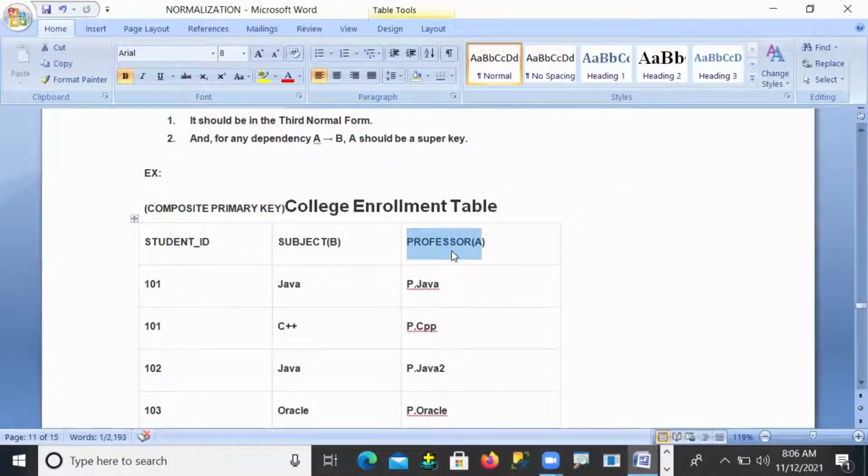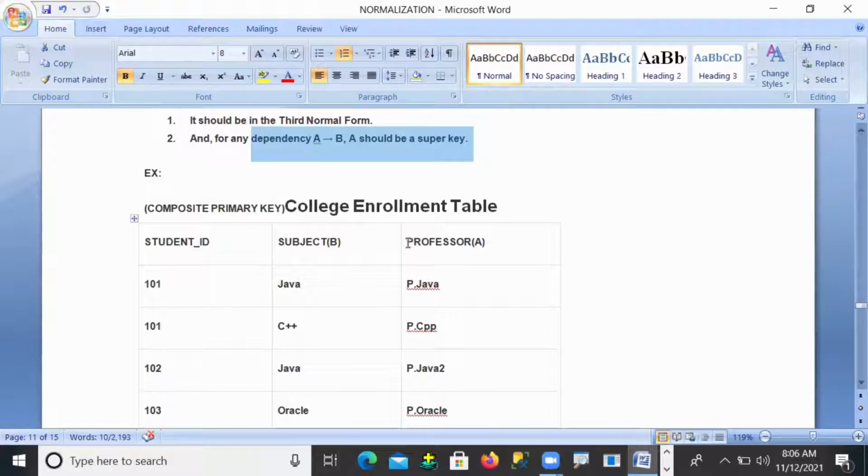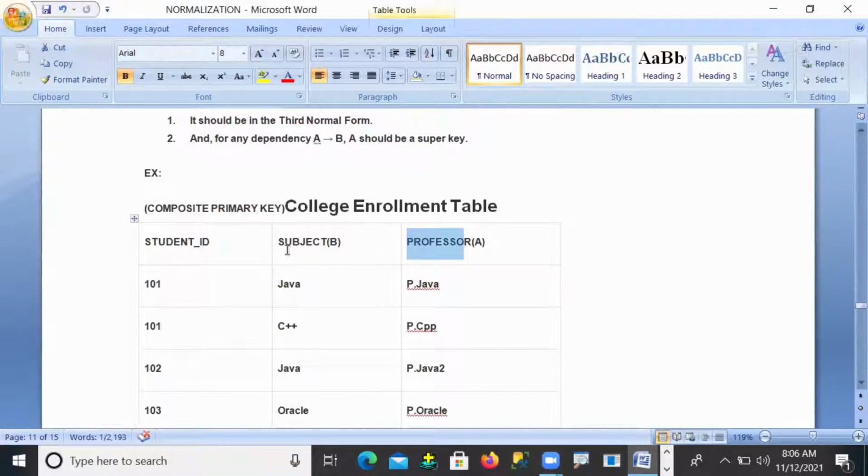But in this table, what is our condition? If A depends on B, then A should be a super key. So that means, tell me guys, professor depends on what? Tell me first: does professor depend on student or subject?